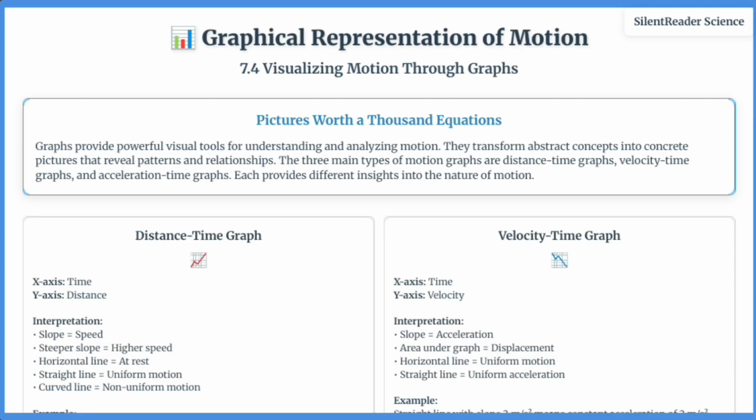Let's explore graphical representation of motion, turning motion into visual pictures. Distance-time graphs show how position changes with time, with slope representing speed. Velocity time graphs show how velocity changes with time, with slope representing acceleration and area representing displacement.